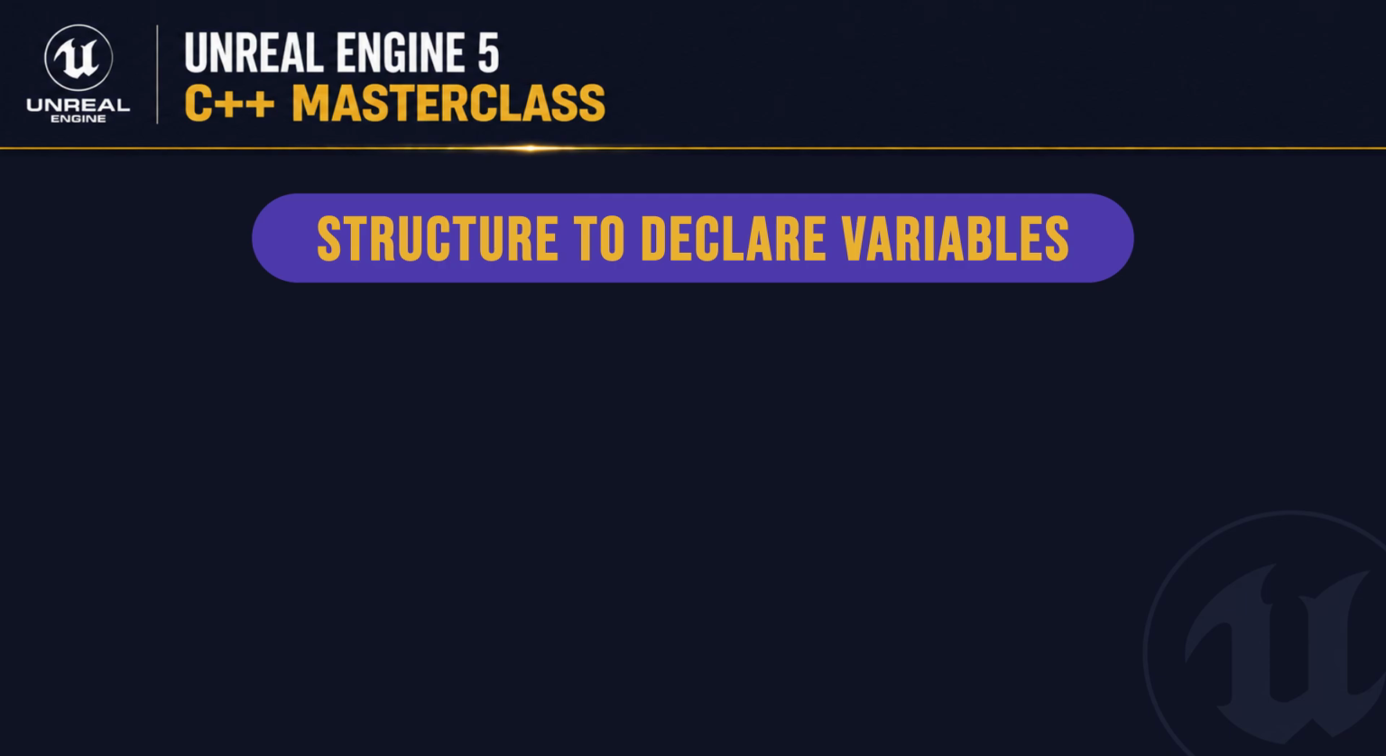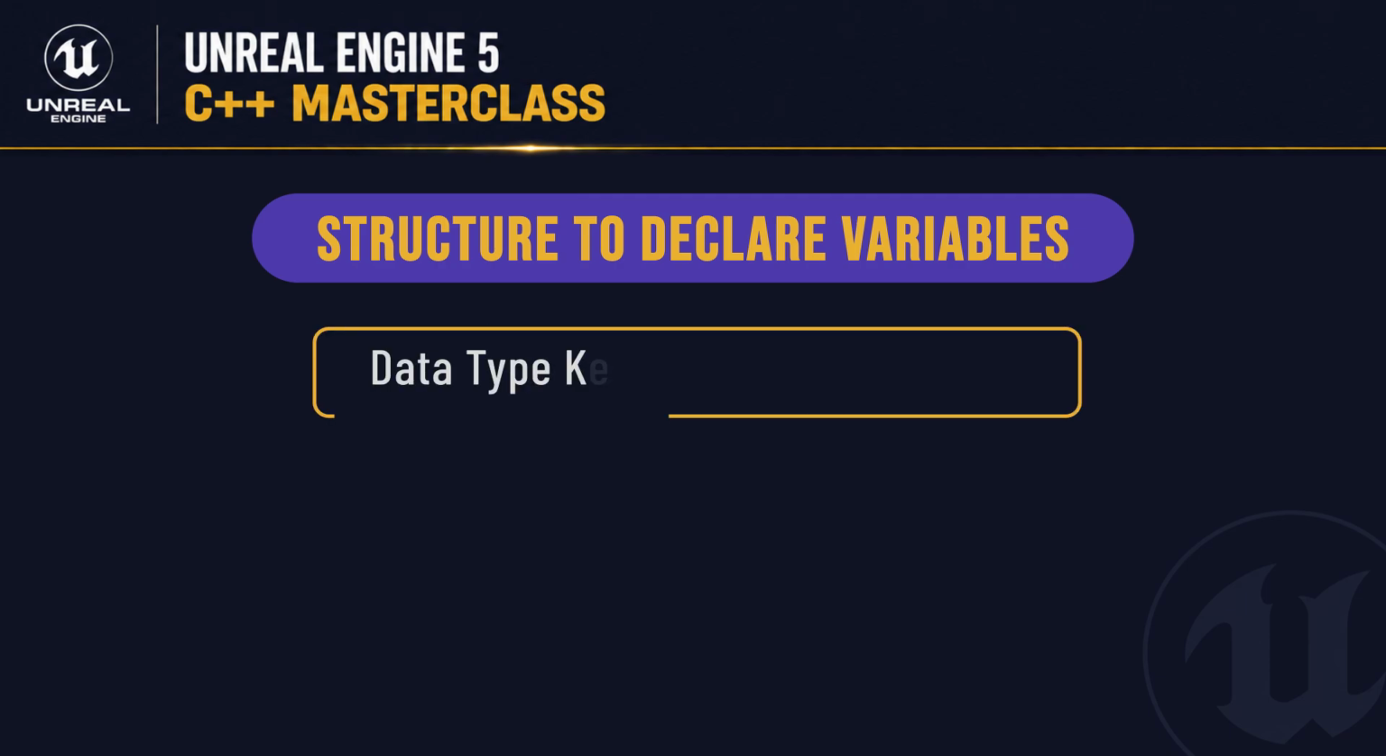Let's look at that structure first. The very first thing we write is the data type keyword. We already learned about data types in the previous lesson. After the data type keyword, we give the variable a name. And finally, we add a semicolon. That's it. That is the basic structure used to declare a variable.